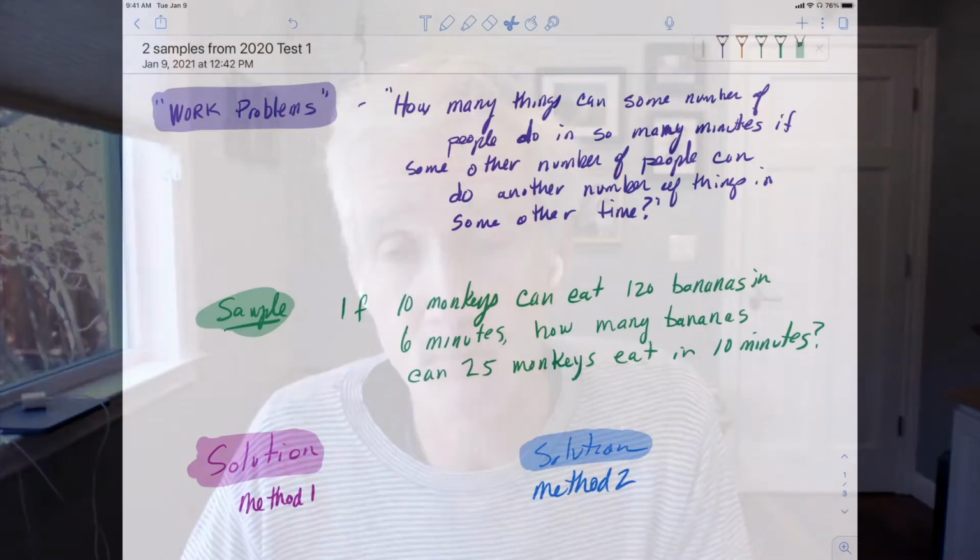So one of the problems was a work problem, and this is a problem that asked something along the lines of, if a certain amount of people can do a certain amount of something in so many minutes, how many could a different number of people do in a different number of minutes? So let's get right to that sample right now. And let's cut straight over to the magic work pad and show you how to solve this problem type.